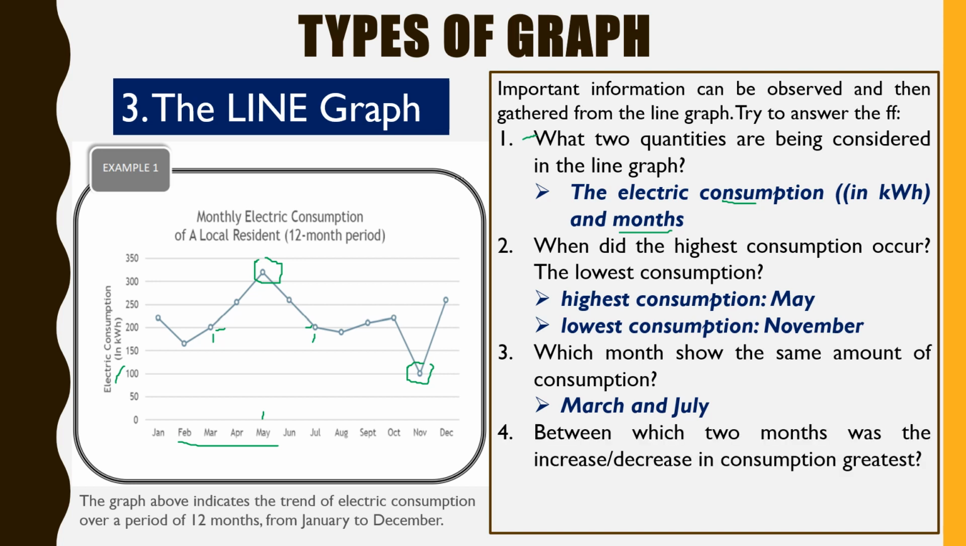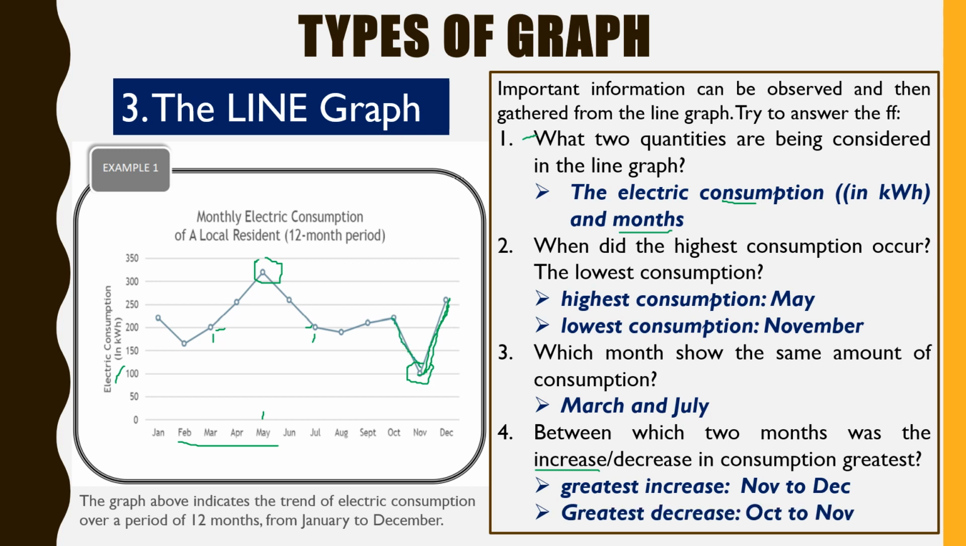Question number 4, between which two months was the increase or decrease in consumption greatest? First, let us answer the greatest increase. The answer is from this month to this month. You can see it is a very long line going upwards. So the greatest increase is from November to December. On the other hand, the greatest decrease is from this month to this month, which is from October to November.